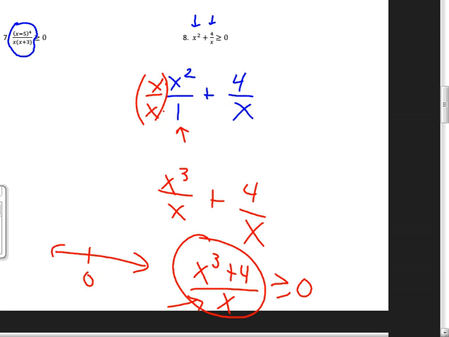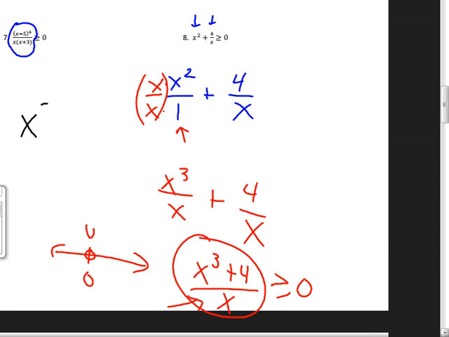I better not let it be 0 or it will be undefined. So that's an important spot at 0. Now, are there any other spots that could make the top 0? Is there any way to make the top 0? Well, I better solve an equation and see if I can.